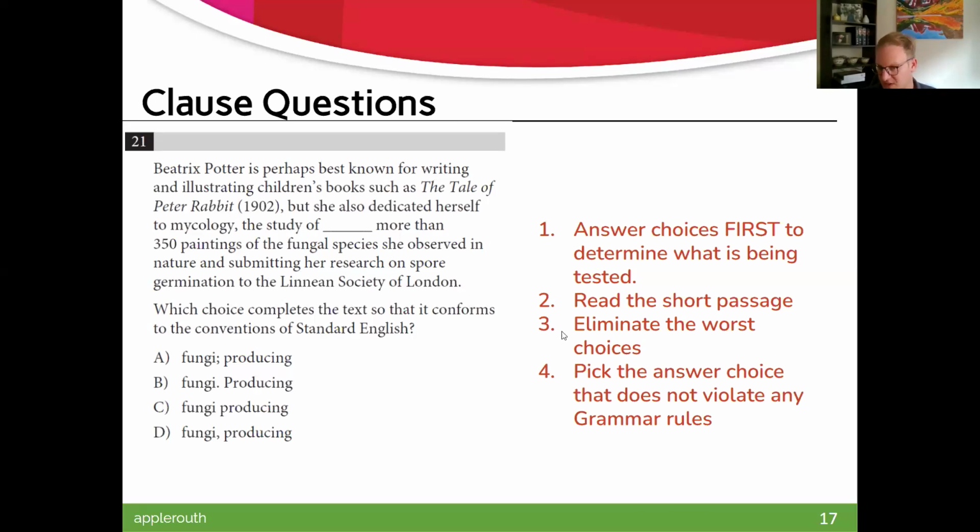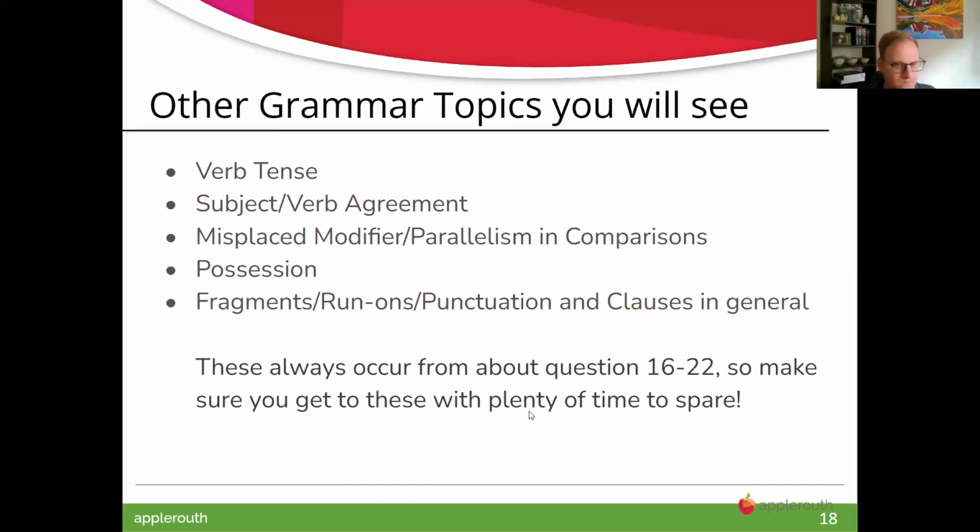For any grammar question, if you use this 4-step process, choices first to determine what they're testing, and then elimination. That's how we get the right answer more often than not. The other topics you'll see, and like this is it, very much finite. Verb tense, that's just past, present, future stuff. Subject verb agreement. I think we'll try to see one of those. You can see there's a shortcut for those. Misplaced modifier or parallelism and comparison.